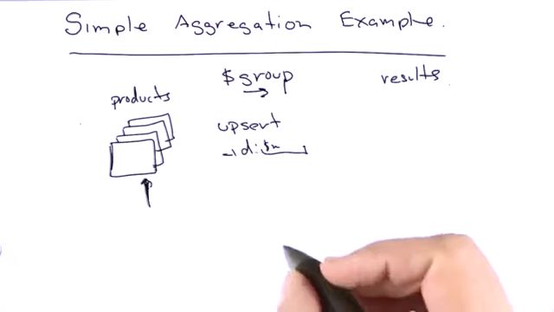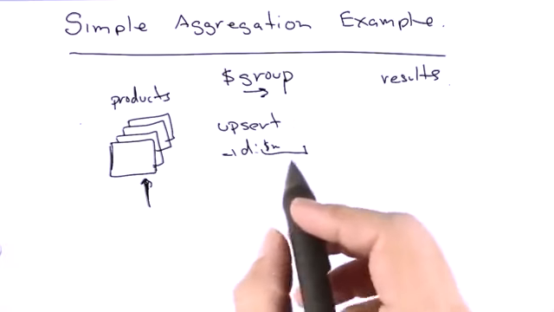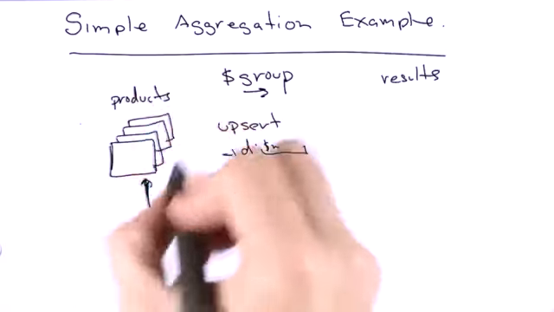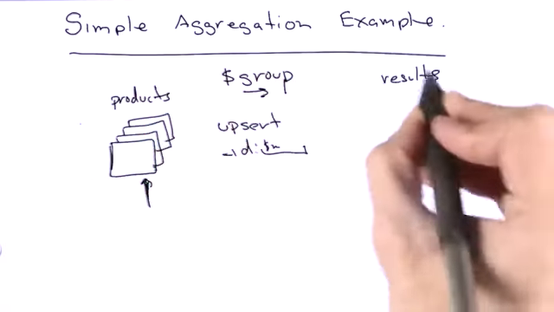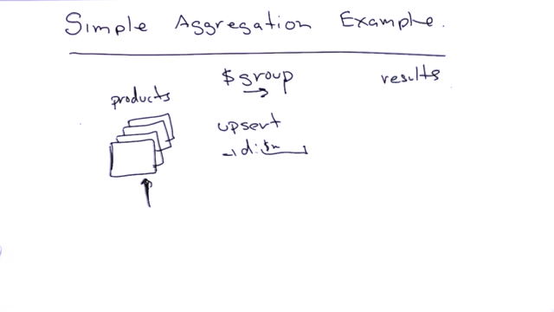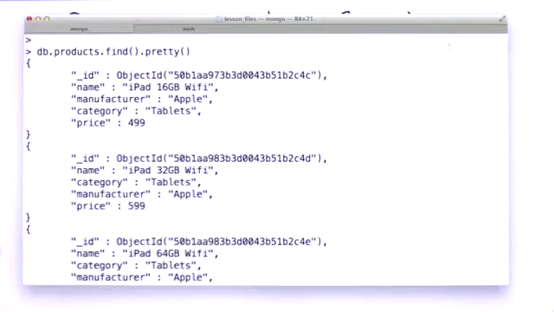Let's go through that simple aggregation example I showed you in the first lesson in a detailed way. If you recall, we started with a products collection and then we did some grouping on that collection to get a results collection that was shown from the aggregation function. Now here is the collection, if you recall.